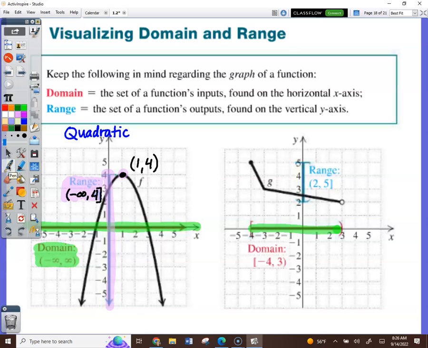Like this one right here is negative 4, 5. This point here is 3, 2, and it's clearly open. So when I go to write the domain, I'm going to write bracket negative 4, parentheses on the 3.